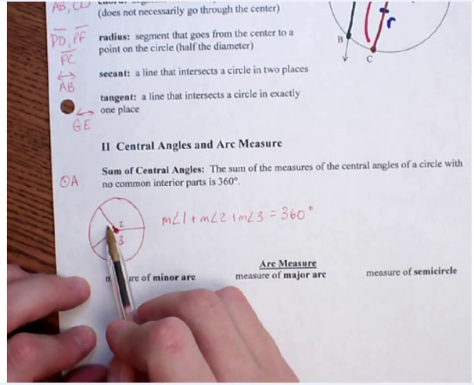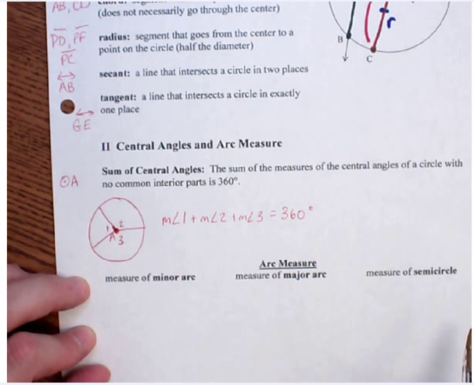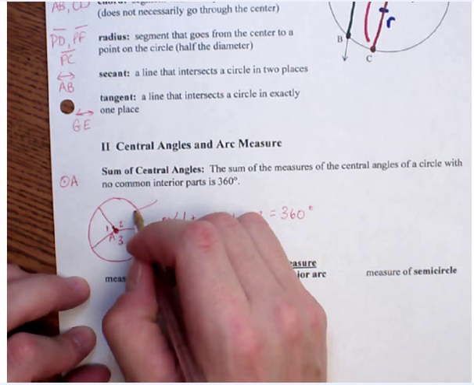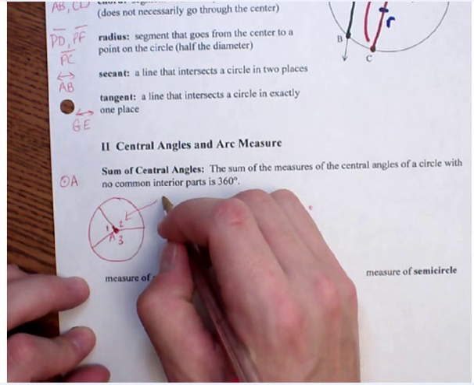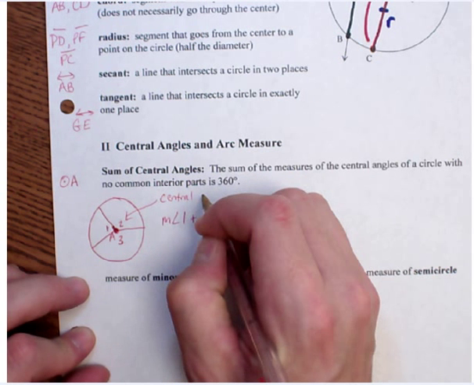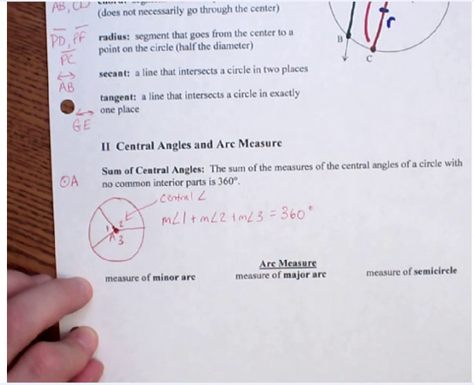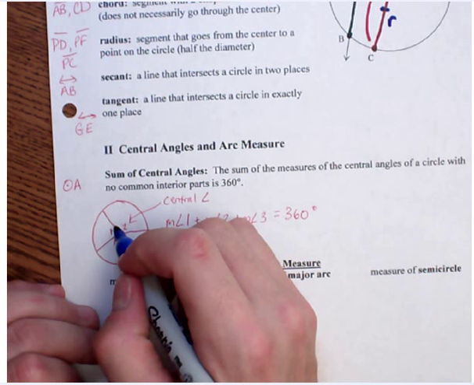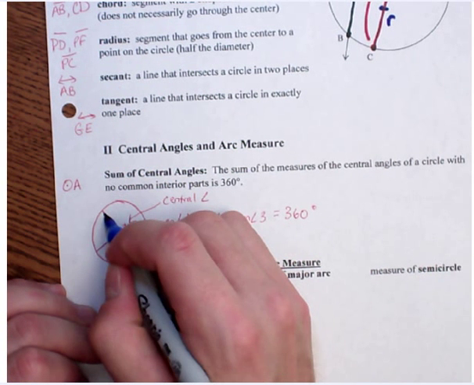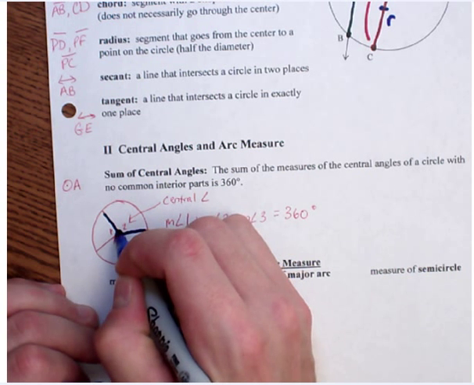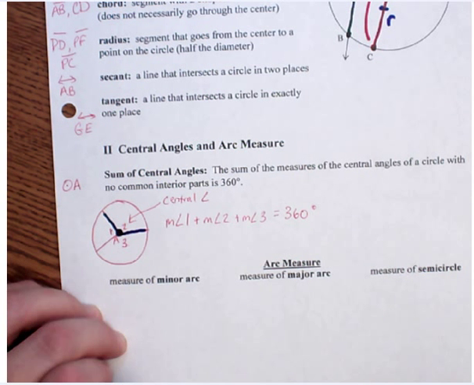So that is central angle measure. Okay, so all of these, I'm going to draw an arrow here. That is a central angle. Central angle. And what that means is that the vertex of your angle is at the center. The vertex of the angle, the point, is at the center. That is a central angle.